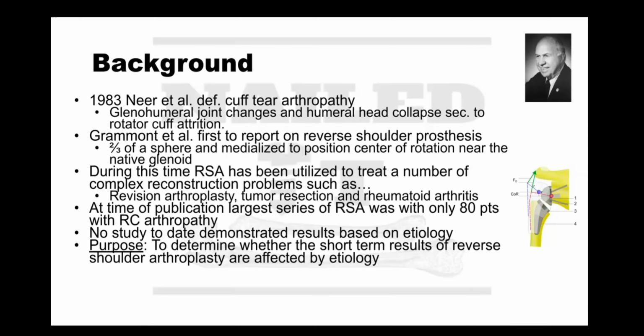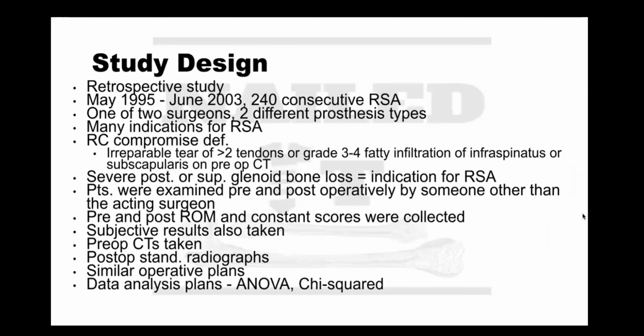So as a result, the authors of this paper decided to determine whether short-term results of reverse shoulder arthroplasty are affected by etiology. Looking at the study design and how they set this study up, this was a retrospective study performed between May 1995 and June 2003, including 240 consecutive reverse shoulder arthroplasties. These were performed by one of two surgeons utilizing two different prosthesis types.